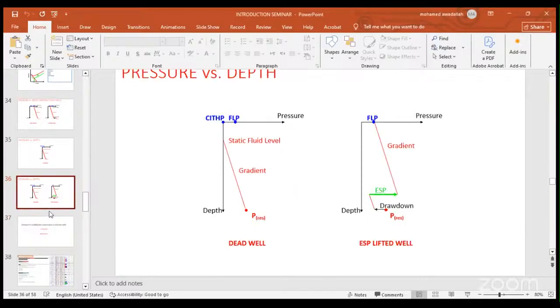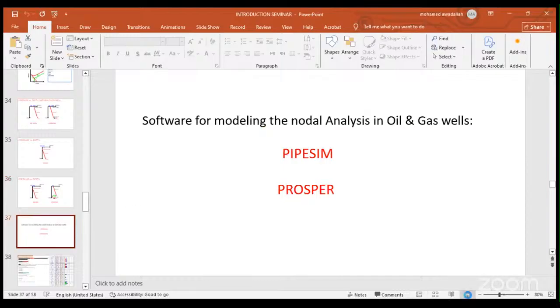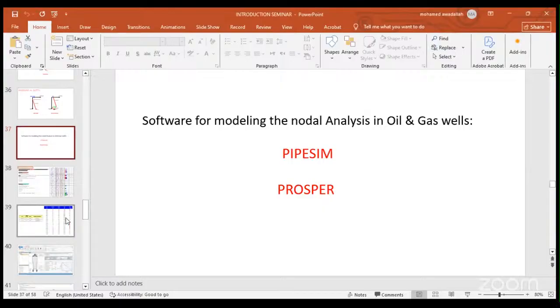So that was just a quick introduction to understand the difference between IPR and VLP, which is describing the system. How can we do this analysis? We can do this analysis with many software packages like PipeSim and Prosper. We will do some examples in the main course using nodal analysis with PipeSim and with Prosper. But just to have a look at what we will do.